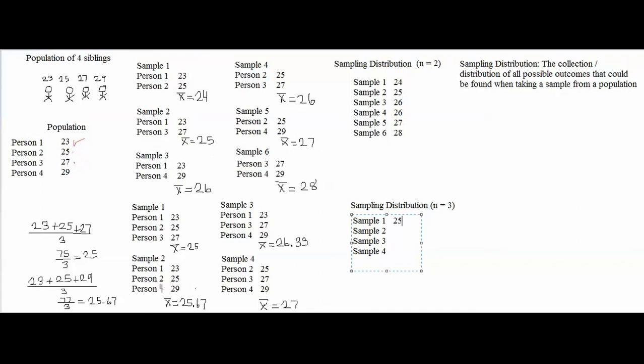The mean of sample 1 is 25. The mean of sample 2 is 25.67. The mean of sample 3 is 26.33. And the mean of sample 4 is 27.